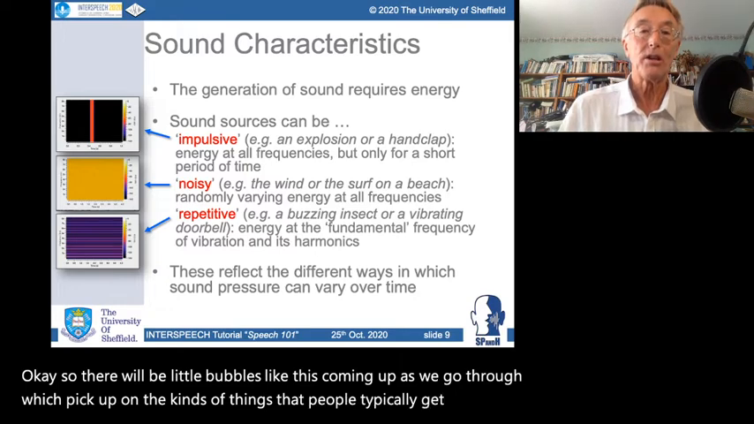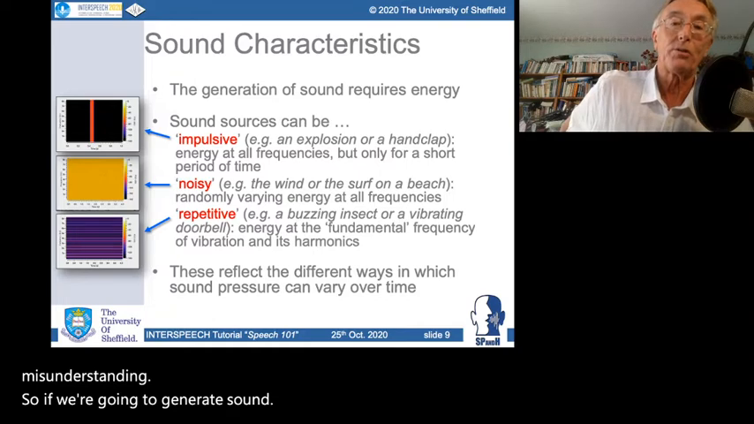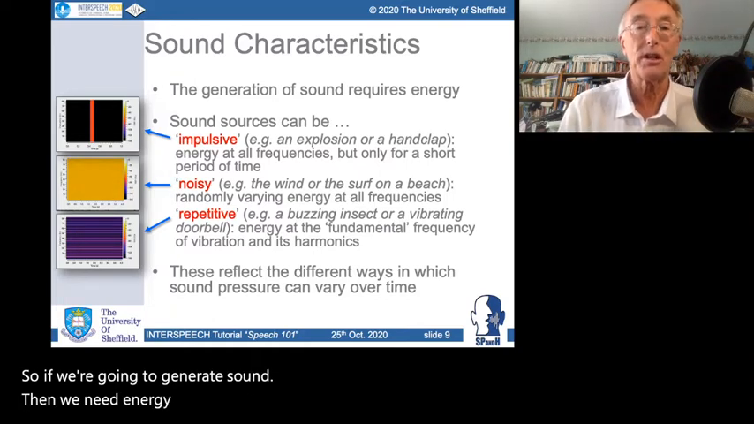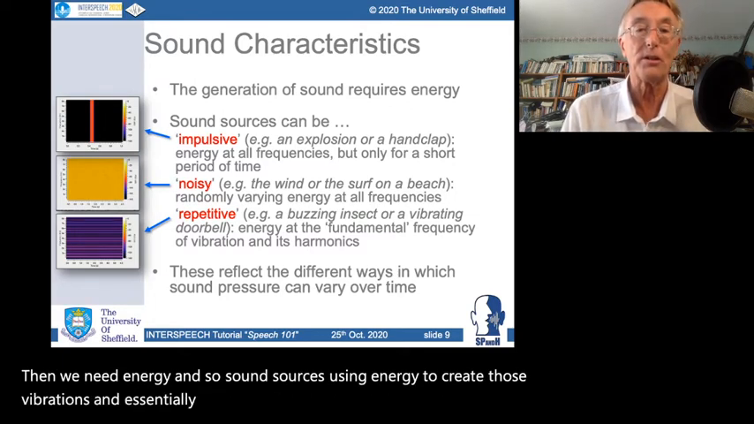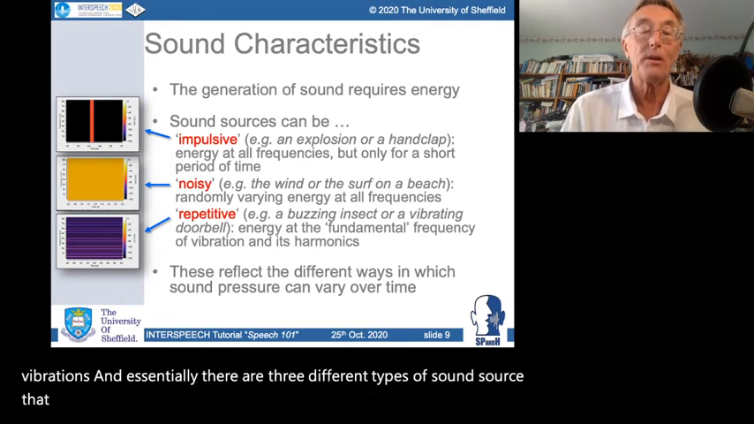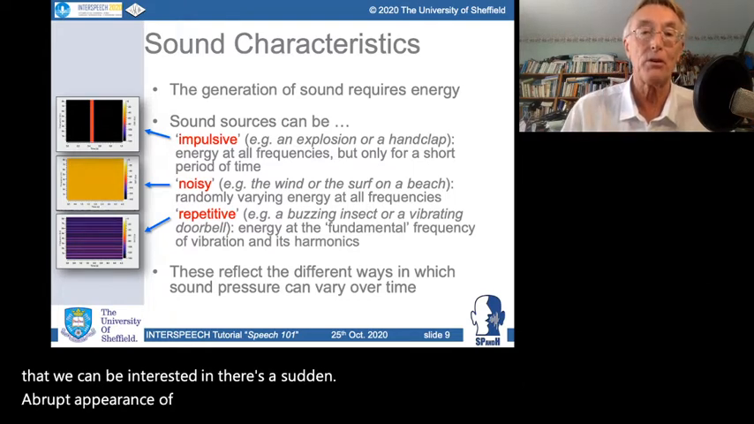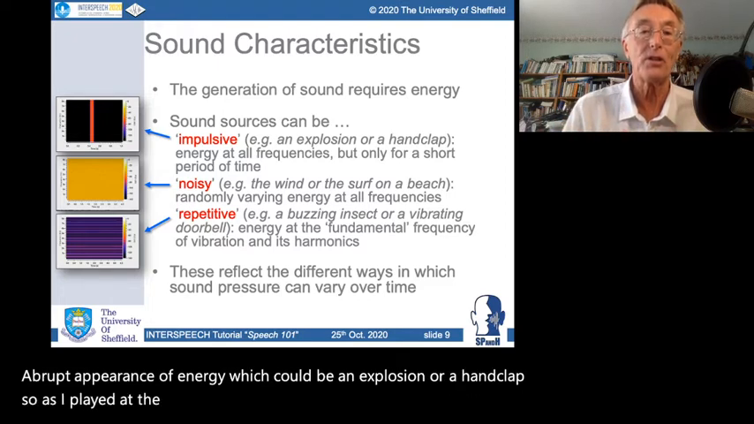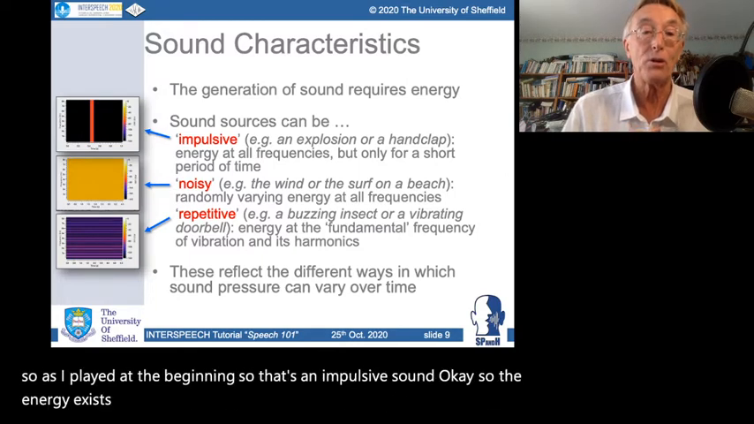If we're going to generate sound, then we need energy. A sound source is using energy to create those vibrations. Essentially there are three different types of sound source that we can be interested in. There's a sudden, abrupt appearance of energy, which could be an explosion or a hand clap, as I played at the beginning. That's an impulsive sound. The energy exists at all frequencies, but only for a very short period, and it dies away.